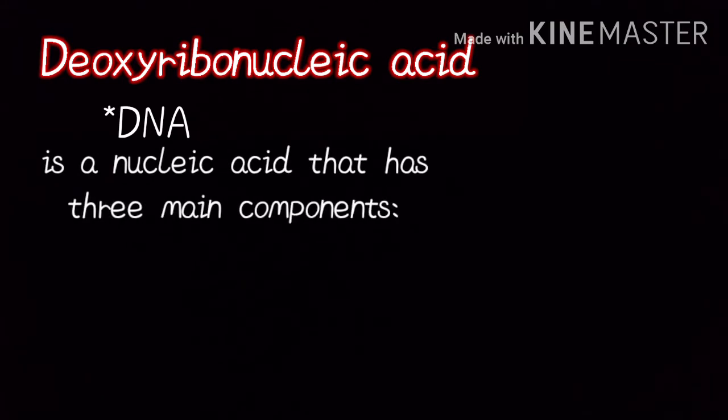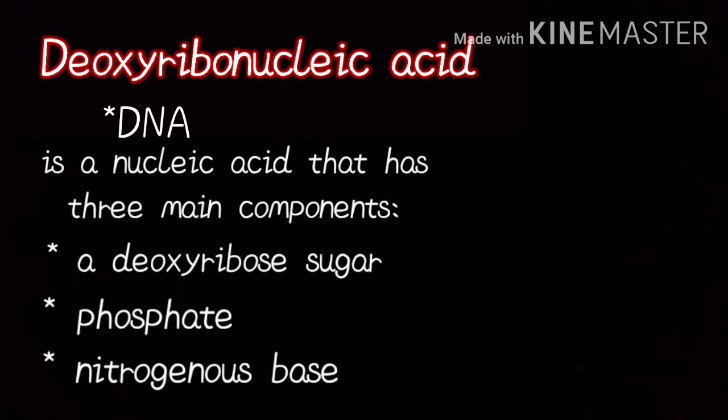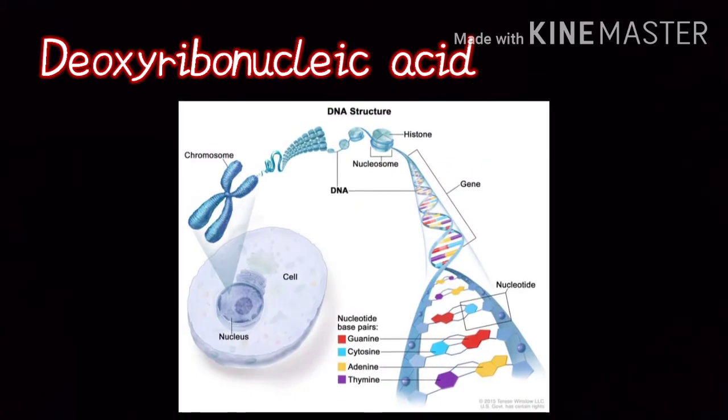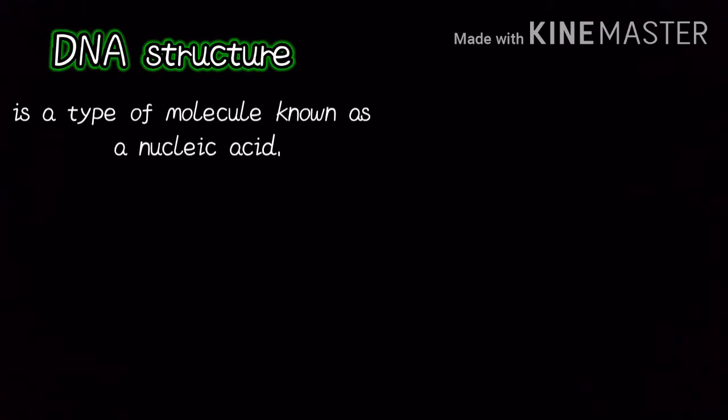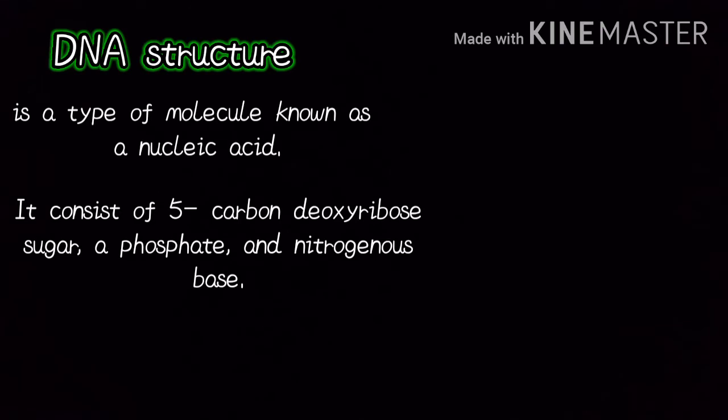Deoxyribonucleic acid, commonly known as DNA, is a nucleic acid that has three main components: a deoxyribose sugar, a phosphate, and a nitrogenous base. Since DNA contains the genetic material for an organism, it is important that it be copied when a cell divides into daughter cells. DNA is a type of molecule known as a nucleic acid. It consists of a 5-carbon deoxyribose sugar, a phosphate, and a nitrogenous base.